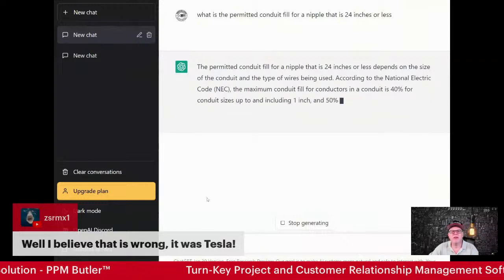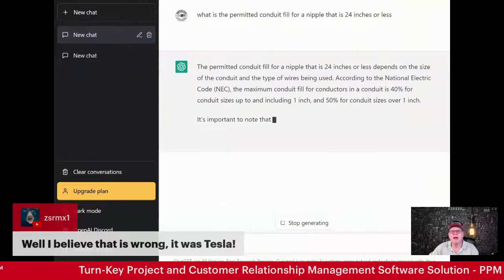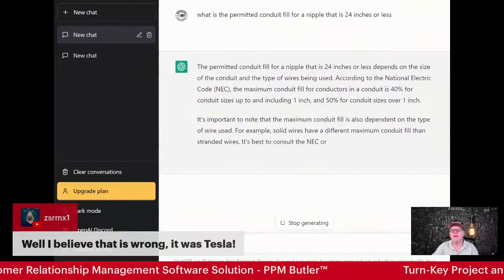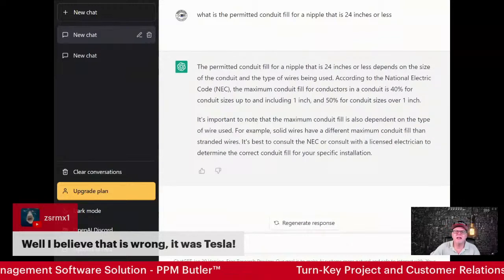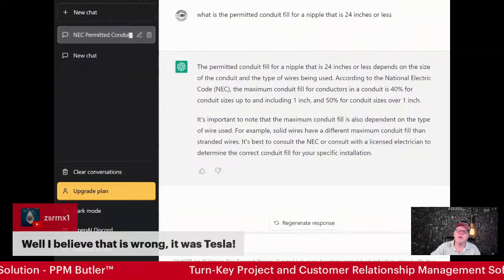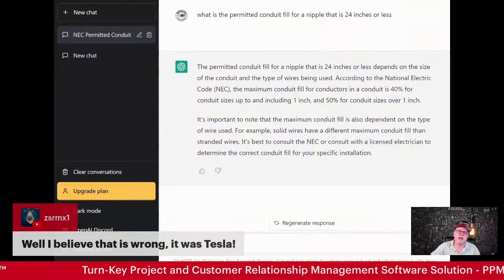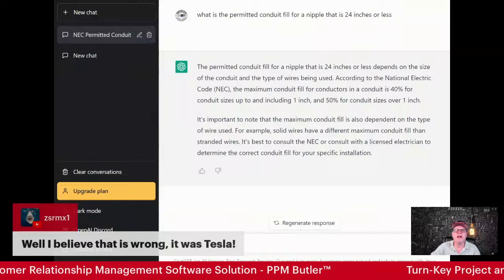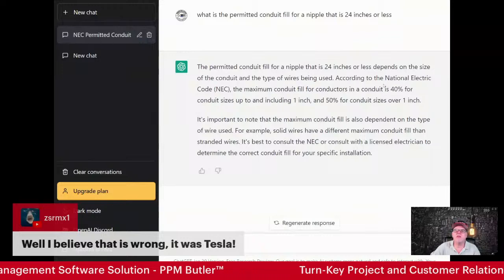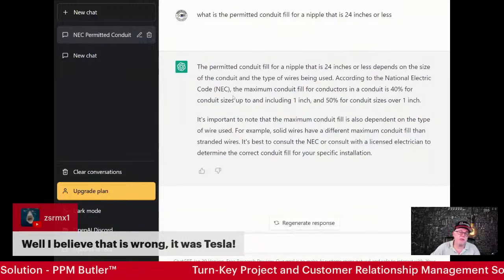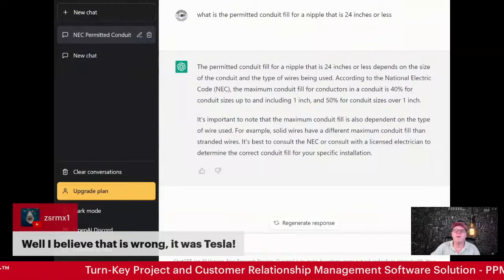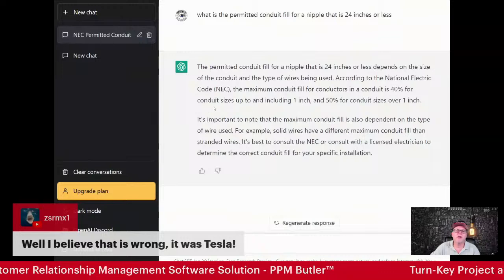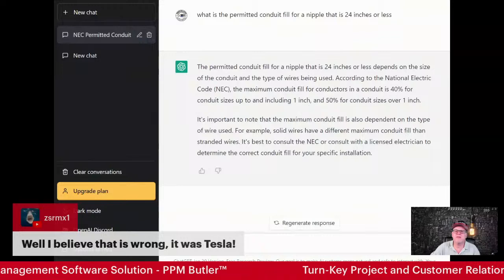All right, so here's what it brought up. Now it says a permitted conduit fill for a nipple that is 24 inches depends on the size of the conduit. And I, as an electrical guy, always question when they say National Electric Code, that type of thing, right? So it says size for the conduit and the type of wire being used. According to the National Electrical Code, the maximum conduit fill for conductors in a conduit is 40% for conduit sizes up to and including 1 inch, and 50% of conduit.